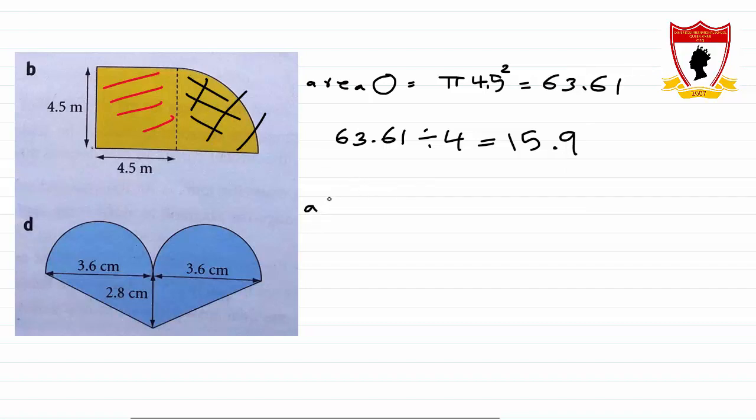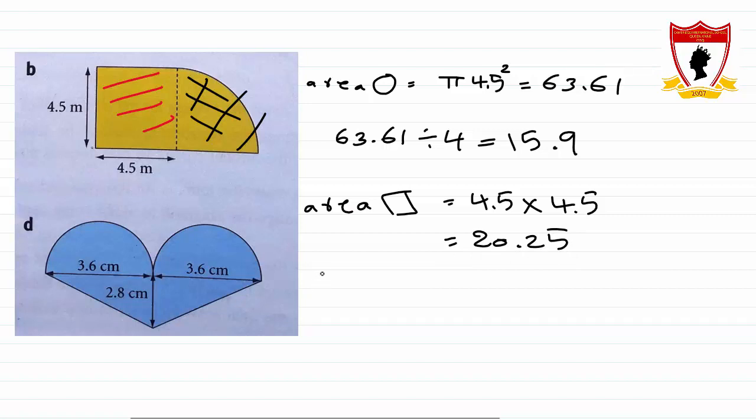The area of square is 4.5 times 4.5. That gives 20.25. The total area is 20.25 plus 15.9, which is equal to 36.15. The units are meter here, so it will be meter square because it's area.